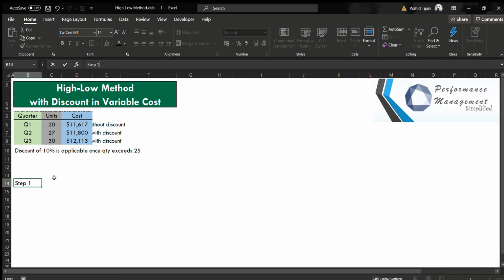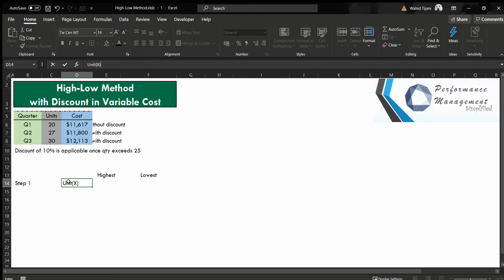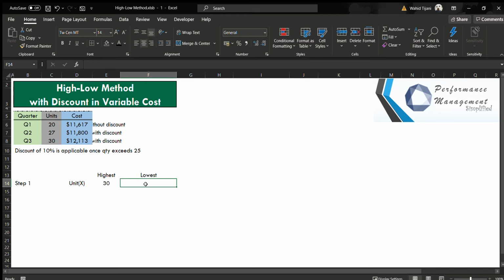Step 1, even though we call it the highest and lowest activity level, we would be using points or coordinates with the same base, meaning having the same amount of variable cost in them, and that's Q2 and Q3 this time around. So my highest and lowest points for my units are 30, which happens to be Q3, and 27, which happens to be Q2.